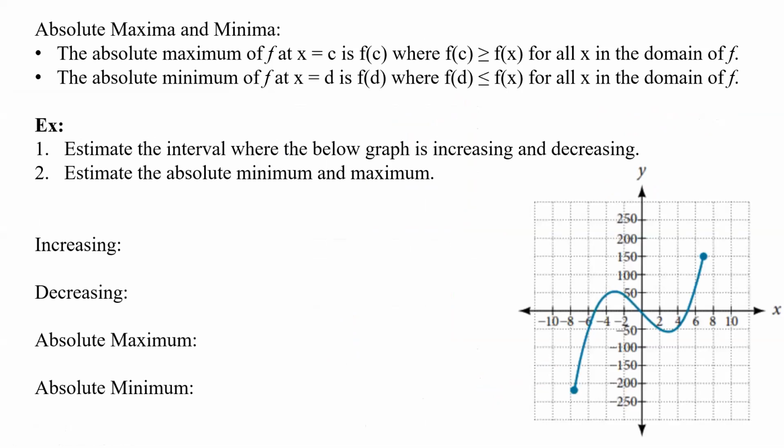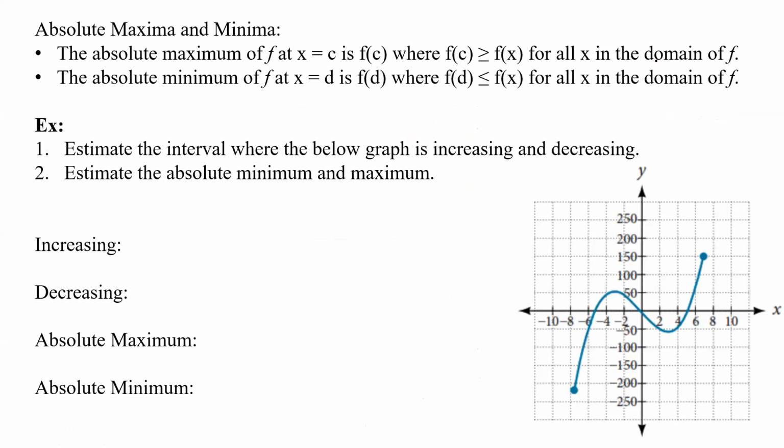All right, now absolute maximum. So the absolute maximum of f at x equals c is f of c. Okay, so basically you're just plugging in c for the x, and that's where f of c is greater than all f of x on the whole domain of f. And the absolute minimum of f at x equals d is f of d, where f of d has to be less than or equal to all f of x for all x in the domain of f.